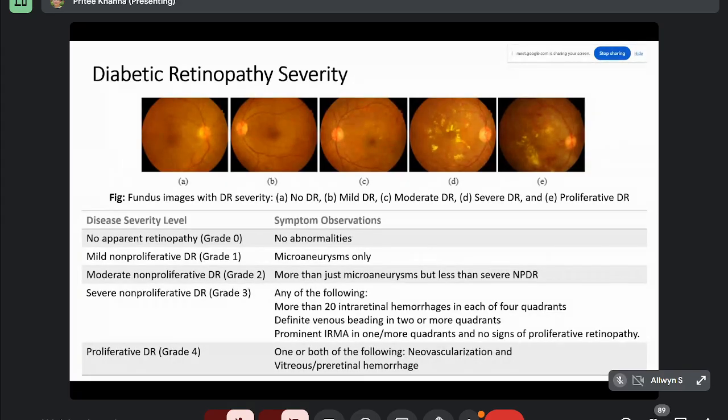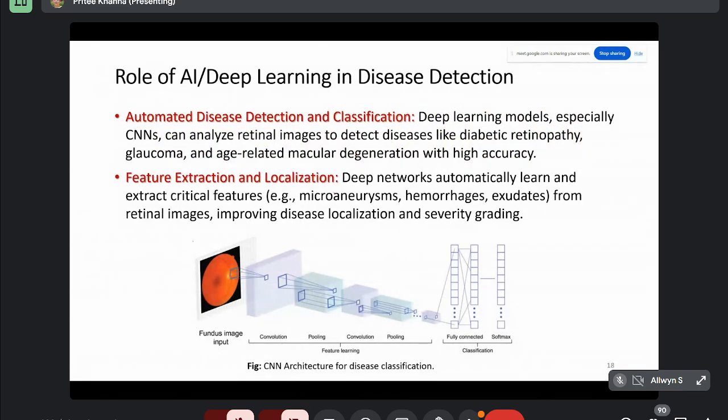All these things are there. Okay. So now come to the role of AI or deep learning in the disease detection. Here you can see one example is shown where CNN architecture can be used for the disease classification. So deep learning models, especially convolutional neural networks, can analyze retinal images to detect these diseases we just talked about, DR, glaucoma, and all those.